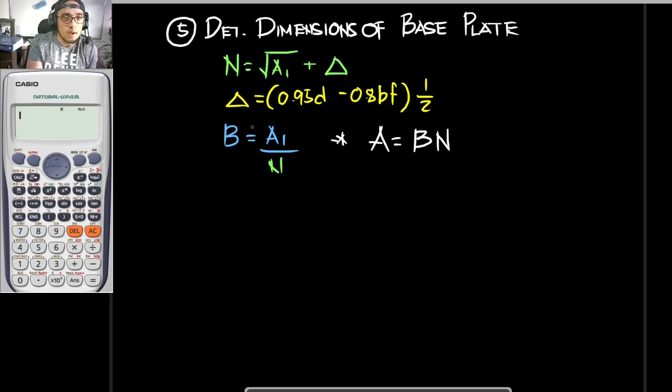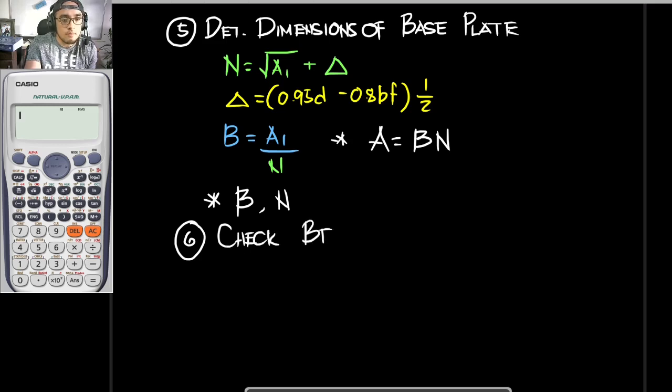So, kapag meron ka na ngayon na value ng ating B and ng N, you would be having the values of B and your N. So, the next step, yung step 6 natin, is to check the bearing stress. So, paano ba natin i-check yung ating bearing stress? So, ito dapat.